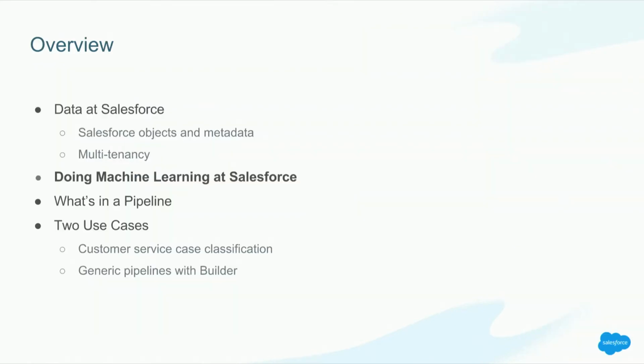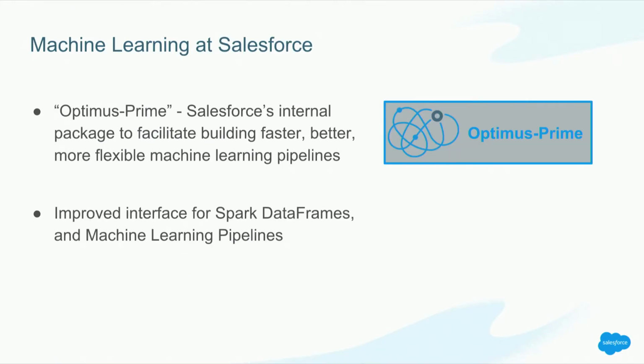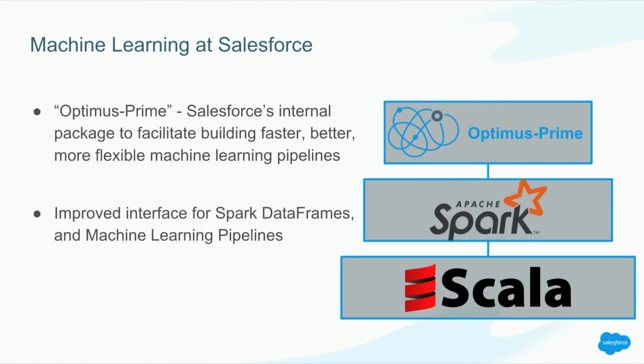So how do we do machine learning with this kind of data? We're developing an internal package we call Optimus Prime, which, among other things, allows us to build pipelines quickly, better, flexible machine learning pipelines. And we can think of it as an improved interface for Spark data frames. So Optimus Prime is an interface to Spark, which of course sits on top of Scala. And our package is, of course, built in Scala as well.